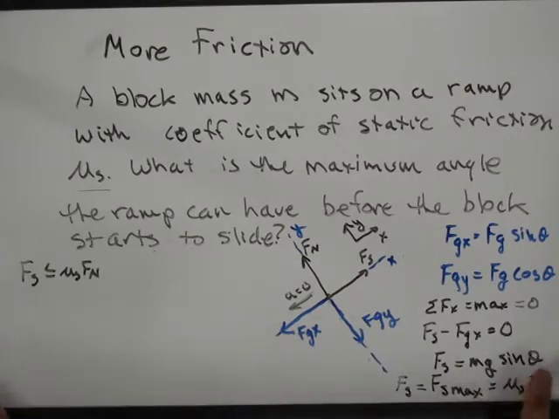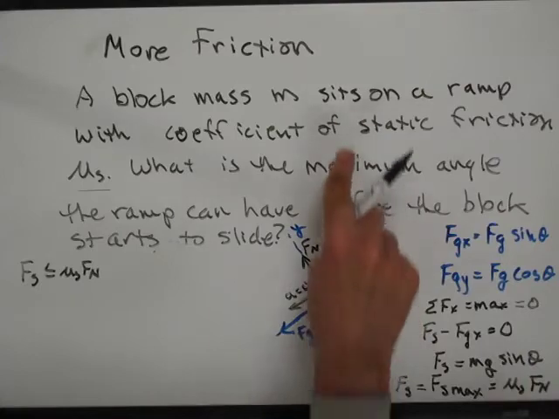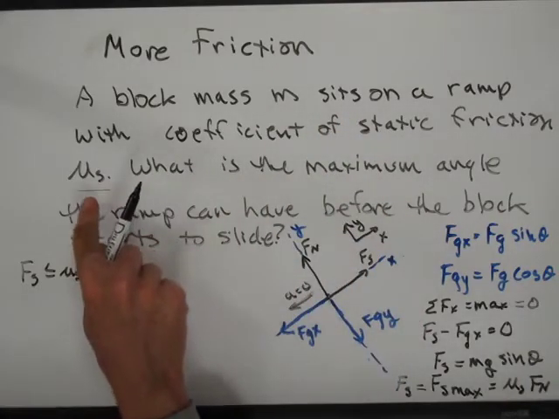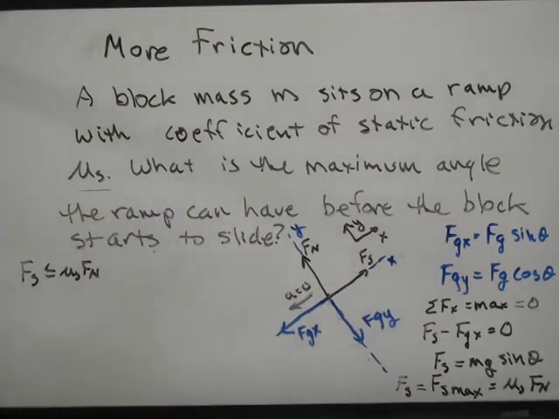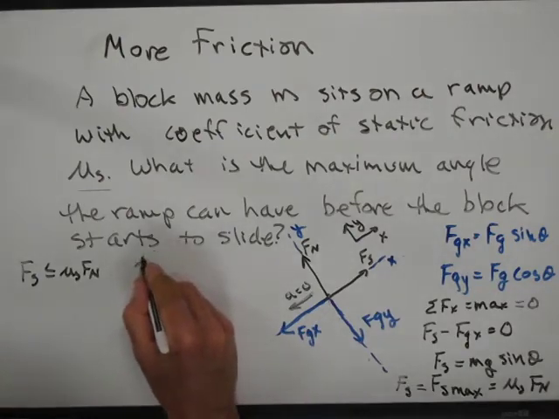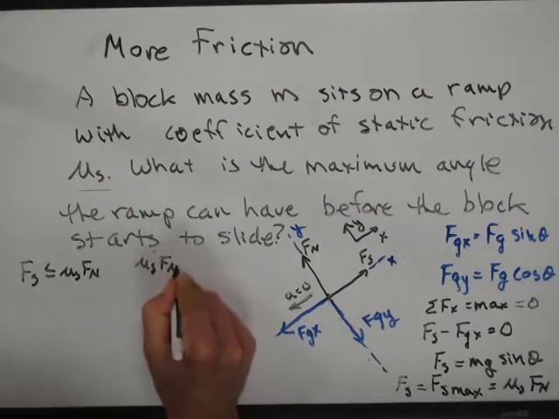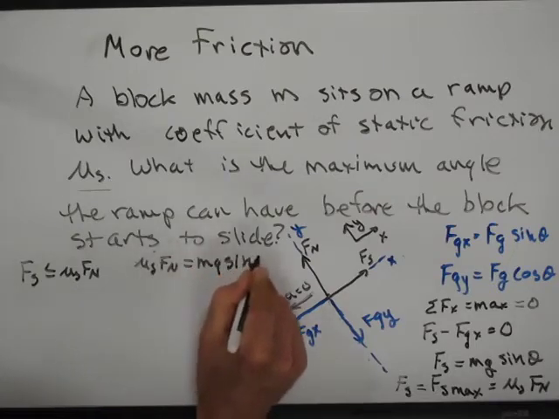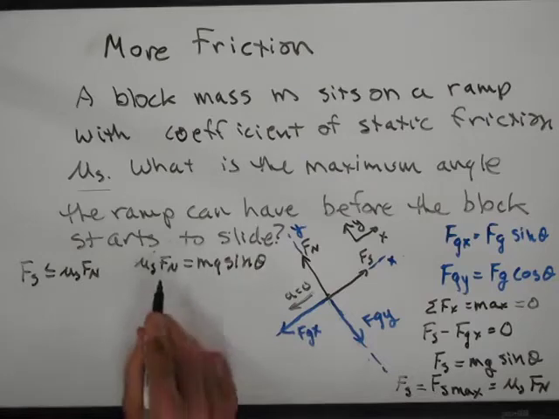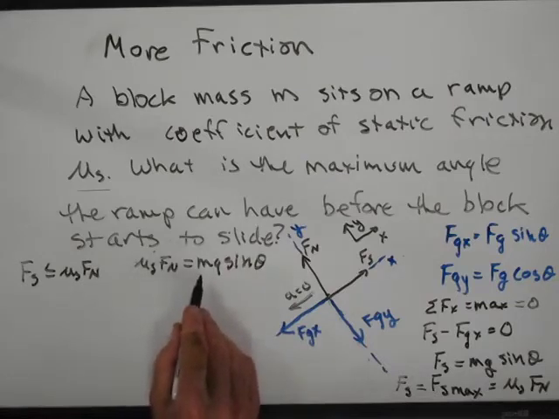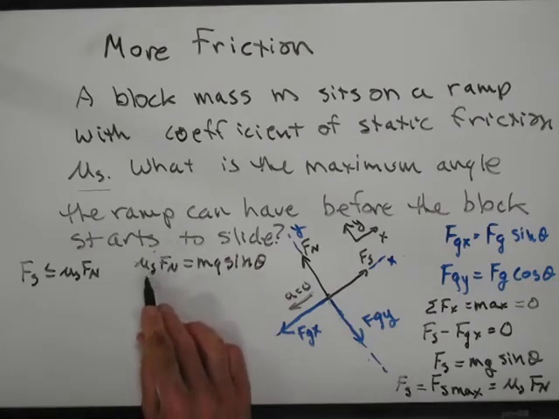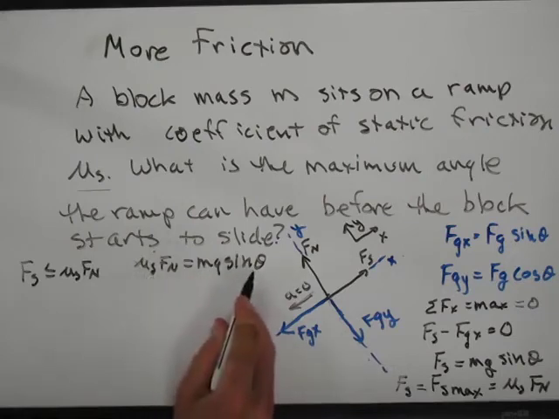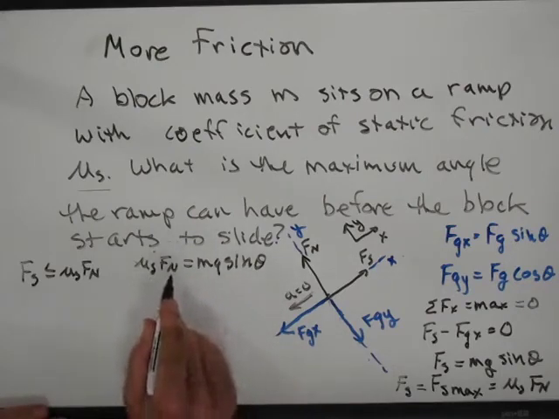And so we're looking for theta, but all we've been given is the mass, mu, and the angle, so we need to express theta in terms of that. What we have right now is mu sub s times the normal force is equal to mg sine theta. And that doesn't quite get it, because we don't know what the normal force is. We were given mu sub s and m in the problem, so we assume we can solve in terms of those, but I can't have that in there.